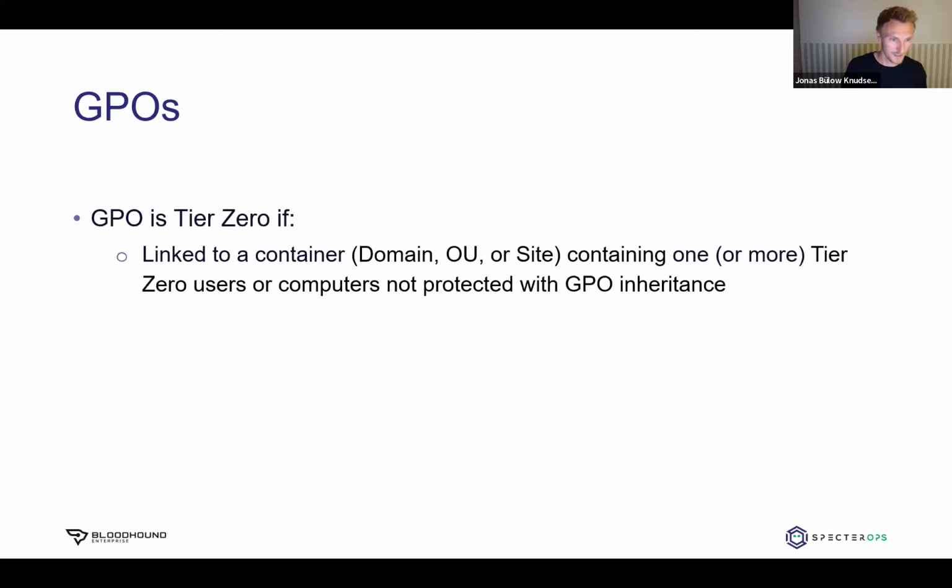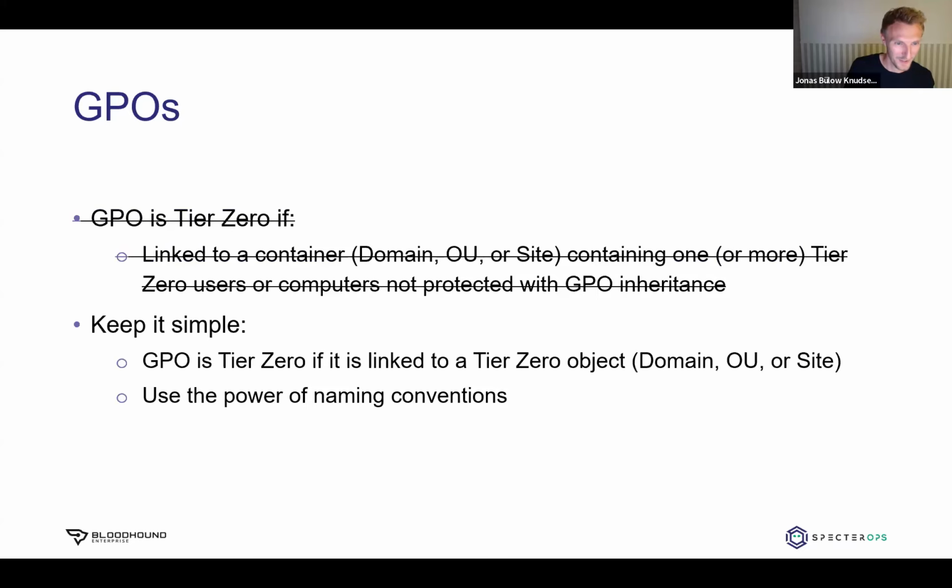So let's keep things very simple. And I think I've messed up this slide here, but there we go. That was okay. Let's keep it simple and say that a GPO is a tier 0 asset if it is linked to a tier 0 object or a tier 0 container. That makes it much easier.